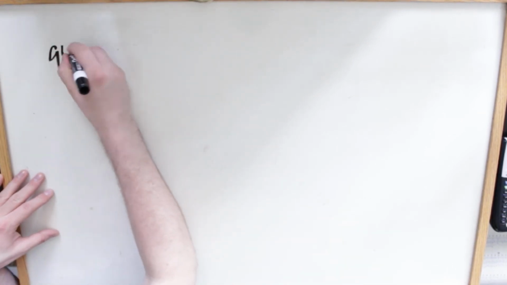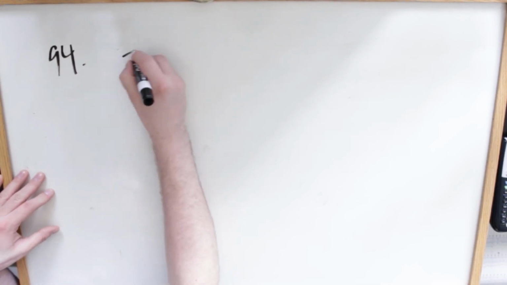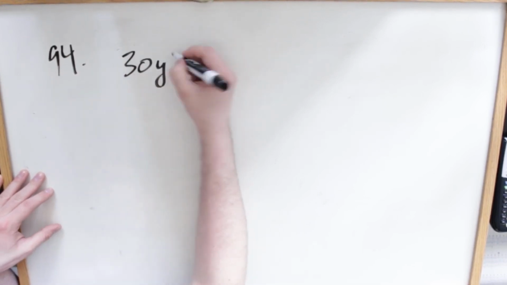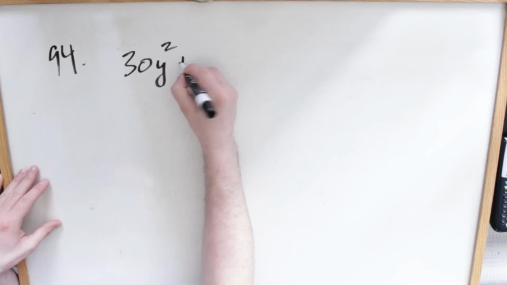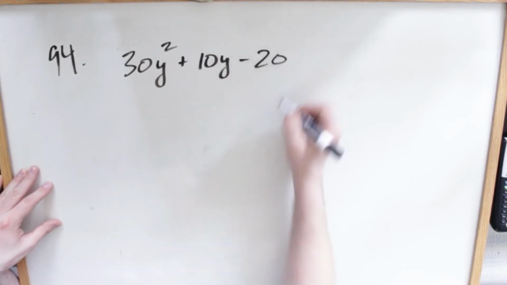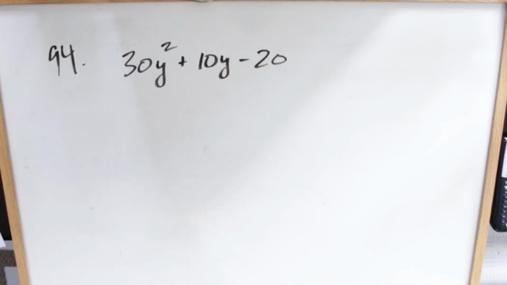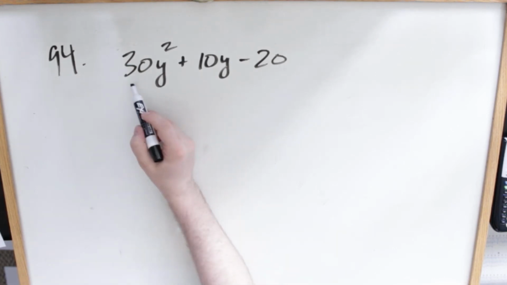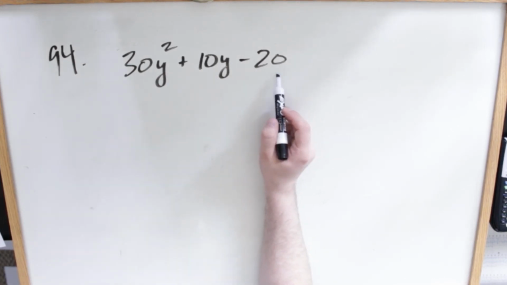All right, next question. We'll do one more. Question 94. This one's going to be a little different because you'll see something in front. And actually, we can make it a lot easier to begin with right off the bat. When you see a question, one of the things that you can do is check to see right off the bat if there's any number that can be pulled out or factored out.